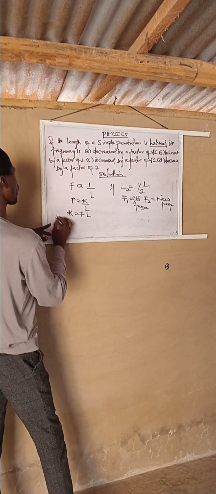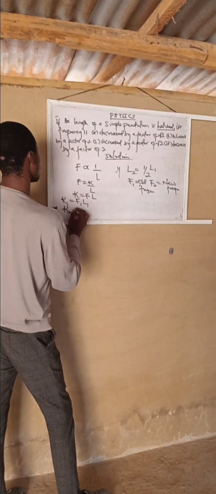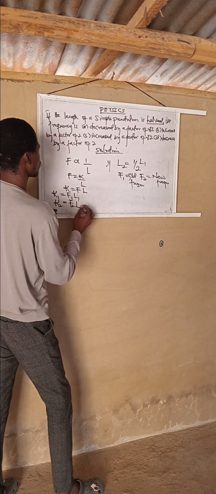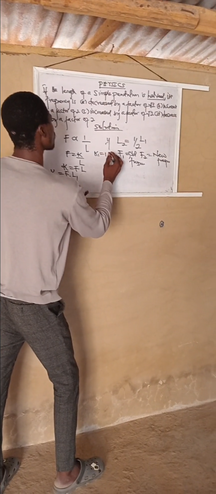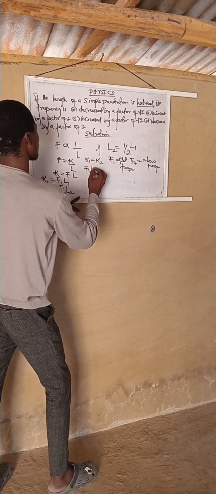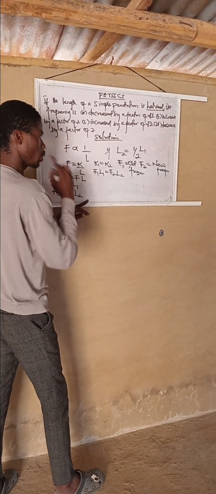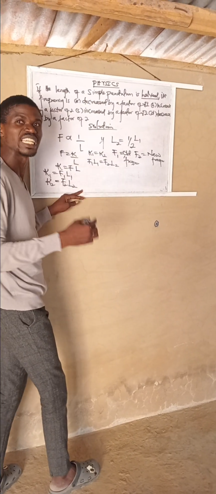So if K1 is F1 L1, K2 will be F2 L2. So when you equate the two constants together, if K1 equals K2, we now have F1 L1 equals F2 L2. So we want to make F2, the new frequency, the subject of the formula.